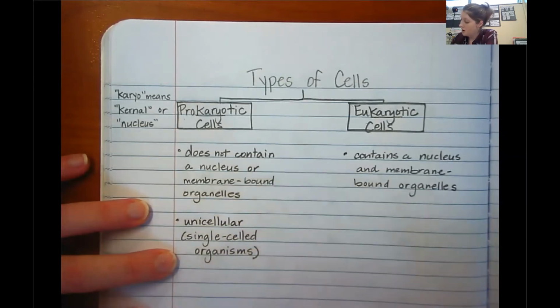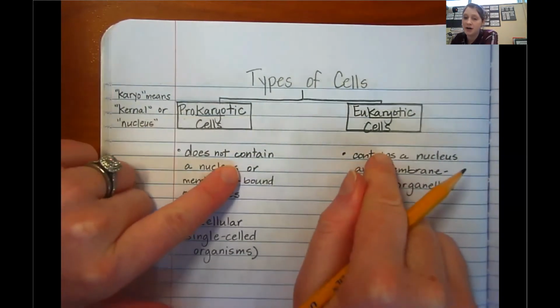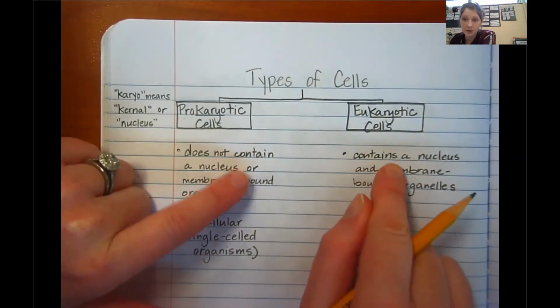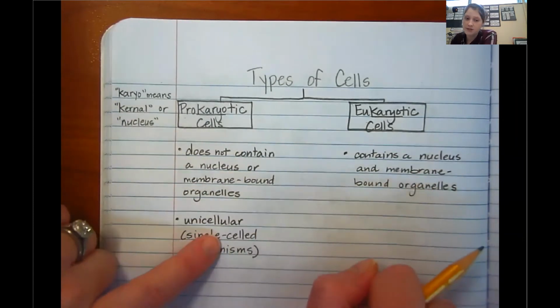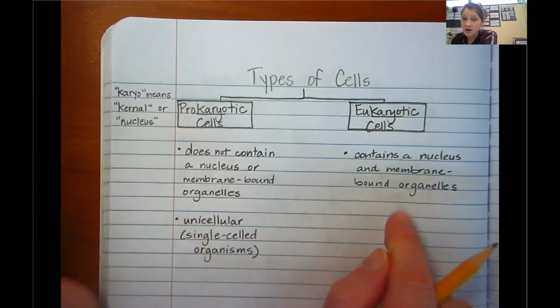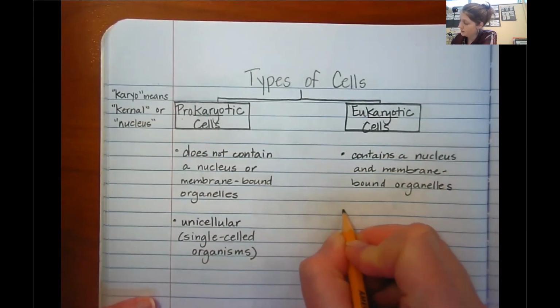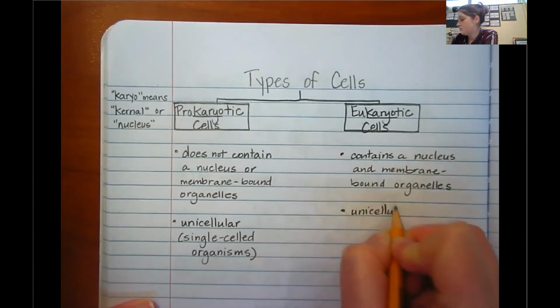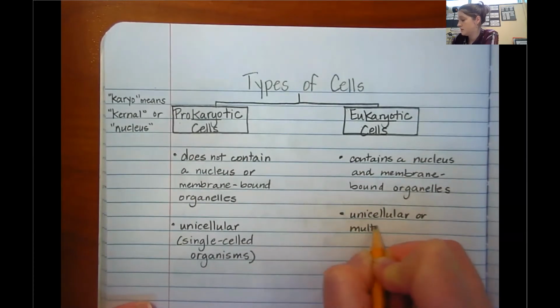Okay. On the contrary, though, remember I said the main defining factor for prokaryotes and eukaryotes is that one contains a nucleus and membrane-bound organelles and the other doesn't. So this is always unicellular, but eukaryotes can actually be either. They can be unicellular or multicellular organisms.